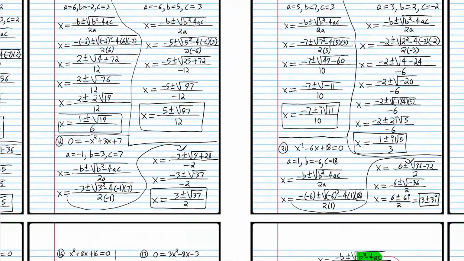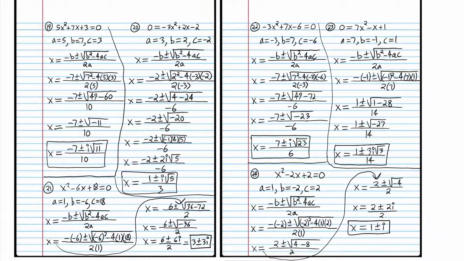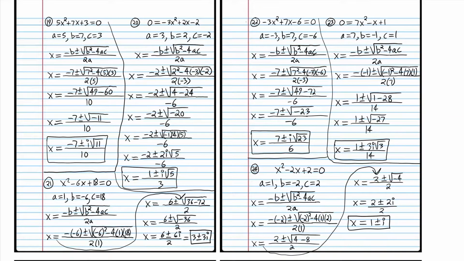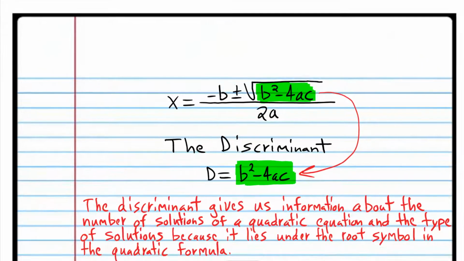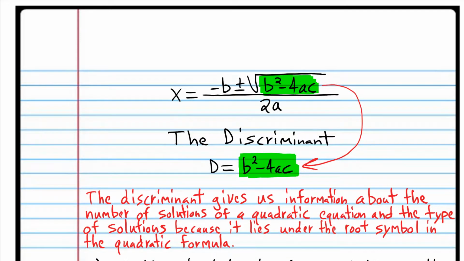But when we had negatives under the roots, which are the problems that we just did, then we had two complex solutions. So we had a negative 11 here, a negative 20 here, a negative 23 there. We had complex solutions because we had imaginary parts. So that's why this expression under the root is called the discriminant. It tells the difference between the three situations.